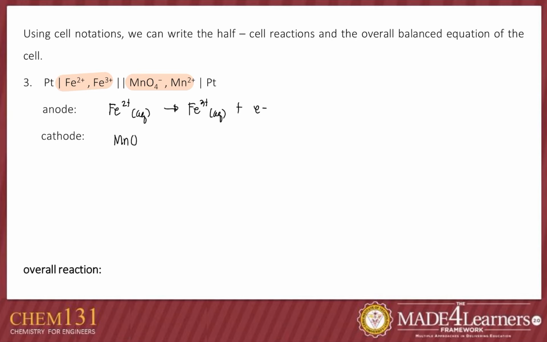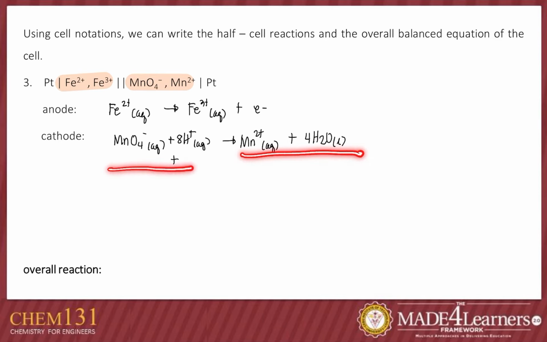And then we have here MnO4 negative, that's aqueous, and we have Mn2+, that's also aqueous. So we must remember, since it has oxygen, we need to recall how to balance the reactions. So we add here 4 water, that's liquid, plus we add here 8 hydrogen, that's aqueous. And then to balance the charge, we add electrons. The total charge here is positive 2, and the total charge here is positive 7. So we're going to add 5 electrons.